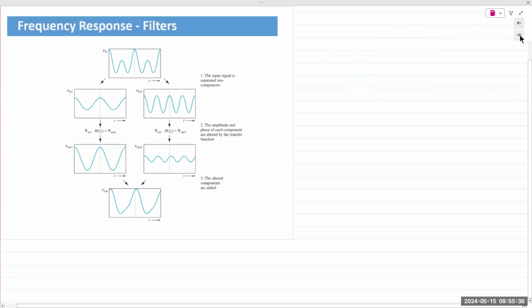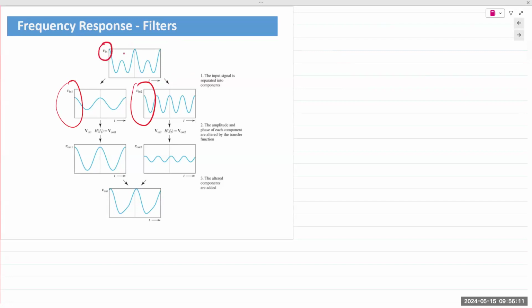So here's a brief, very simplified illustration of how filtering might work. You have a signal, and these signals can be comprised of multiple different components. In this case, we are stating that there's a signal comprised of two components, V in 1 and V in 2. Again, as I said, it's a very simplistic representation. So V in is comprised of V in 1 plus V in 2.